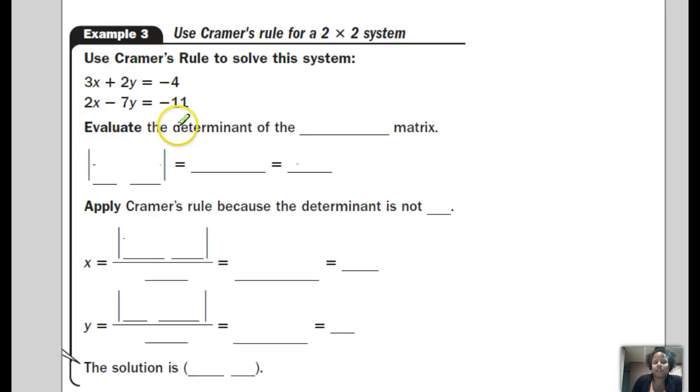So here we have this 2 by 2 system with two equations, two variables, x and y. In order to use Cramer's rule, the first thing we have to do is determine the determinant of the coefficient matrix. So what is a coefficient? Remember, the coefficients of x and the coefficients of y. So here are the coefficients of x, and here are the coefficients of y.